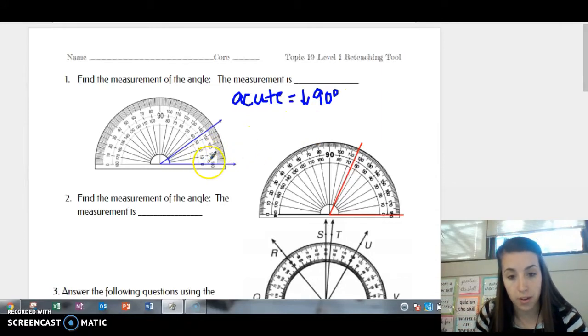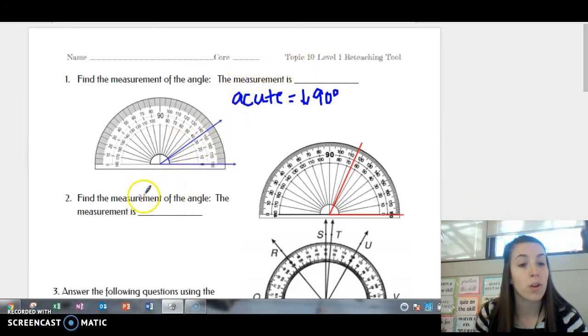Just note also that the angles go up by 5s in between. So right here would be 5, then you see the number 10, then it goes to 15, 20, and so on. Be sure that you're looking and that it's starting at 0 and going up, and you just tell me the actual measurement.